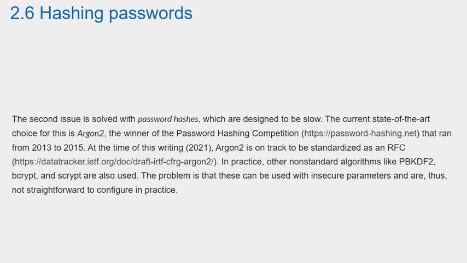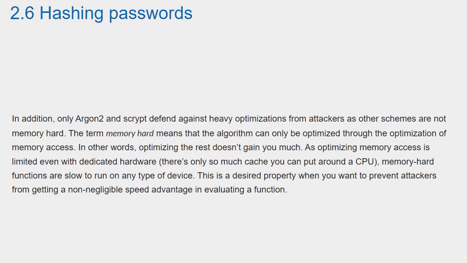The second issue is solved with password hashes, which are designed to be slow. The current state-of-the-art choice for this is Argon2, the winner of the password hashing competition found at password-hashing.net that ran from 2013 to 2015. At the time of this writing, Argon2 is on track to be standardized as an RFC. See this link. In practice, other non-standard algorithms like PBKDF2, bcrypt, and scrypt are also used. The problem is that these can be used with insecure parameters and are thus not straightforward to configure in practice.